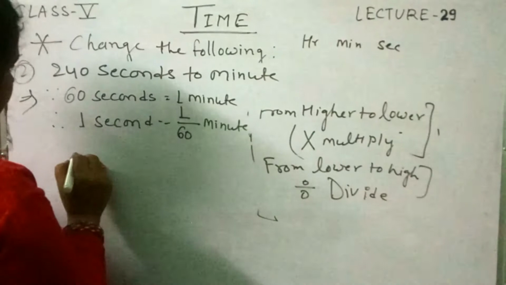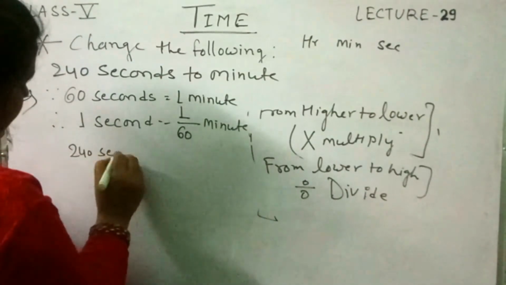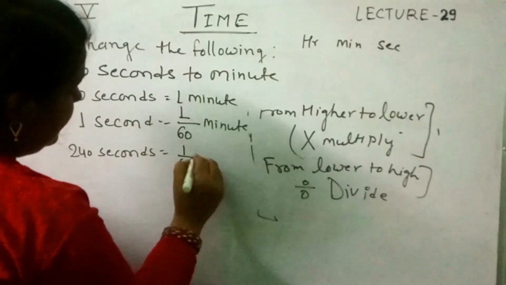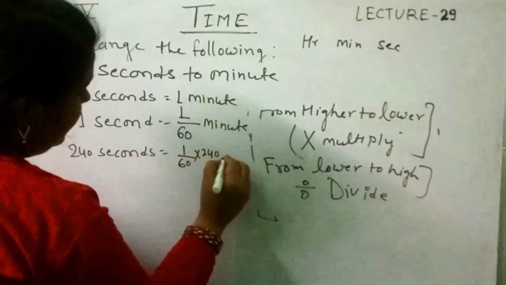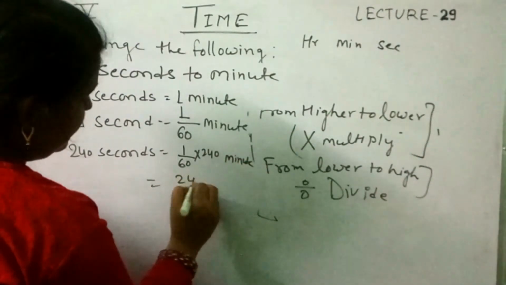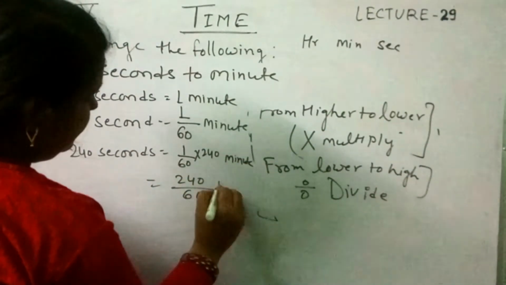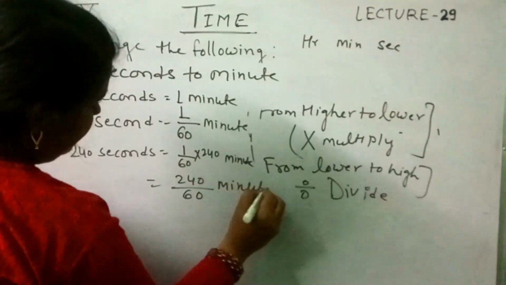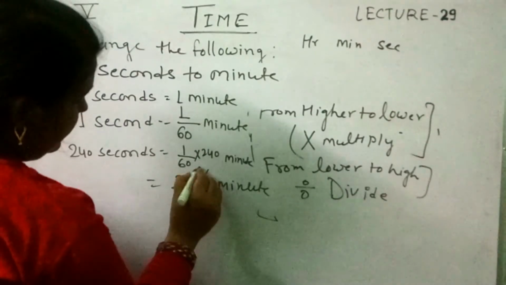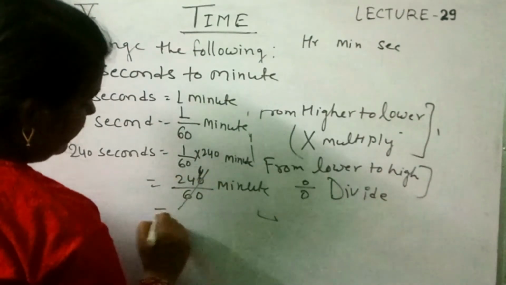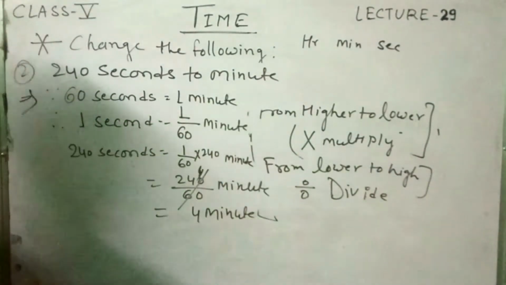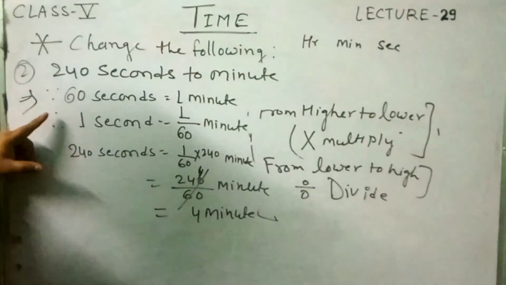And then 240 seconds is 1 by 60 multiplied by 240. Then you write here minute. That is 240 by 60 minutes. Reduce this number, 6 fours are 24, so that means 4 minutes. That is the way to solve.